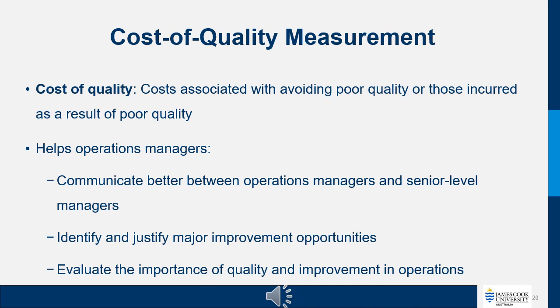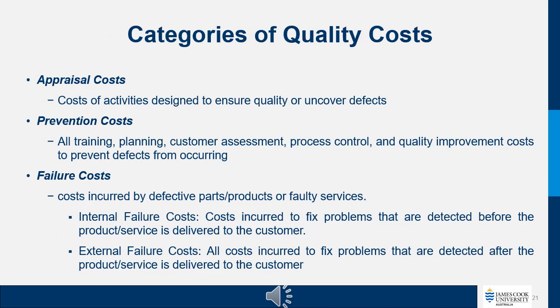So, by assessing the cost of quality, operations managers can make informed decisions, allocate resources more effectively, and prioritize quality improvement efforts to optimize business performance and deliver products or services that meet or exceed customer expectations. So there are three categories of quality costs.